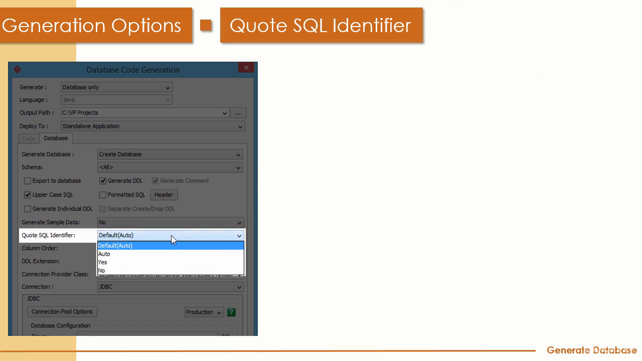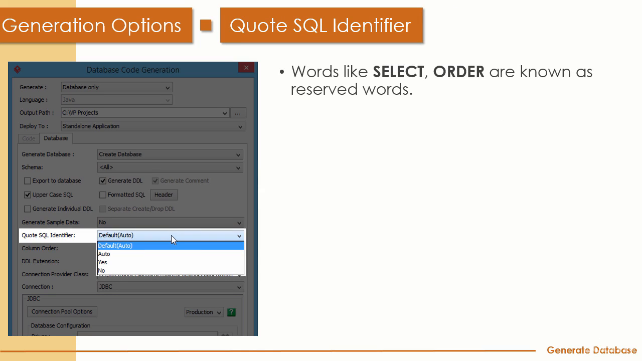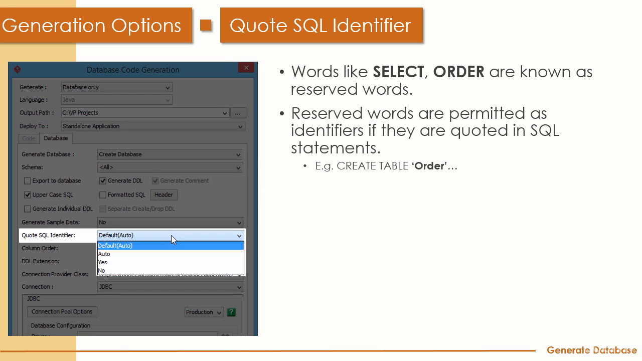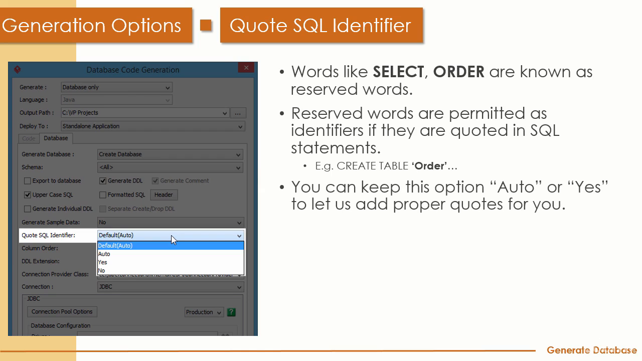The quote SQL identifier. A database has some reserved words like select, order. These are reserved words. If you want to use a reserved word as a column name or table name, you need to quote it. Then the database engine knows you're referring to your column rather than a certain keyword of the database. So if you turn the quote on, then we'll help you to quote the identifier.